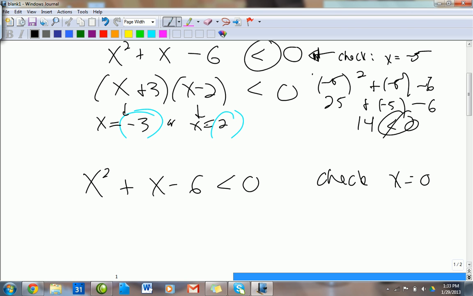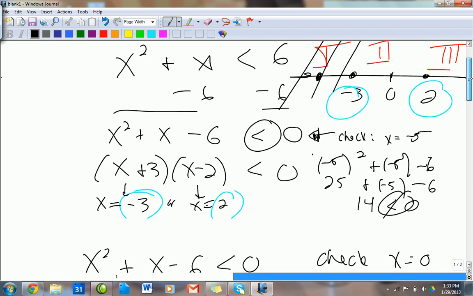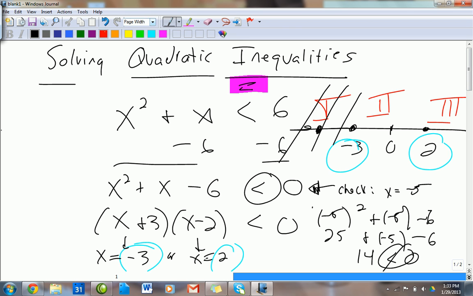So I'm going to plug 0 back in, and I'm going to ask myself, is that less than 0? And of course it is, because -6 is less than 0. Check. So 0 works. Now what that means is that every other point in that region will work. So I know that any number between -3 and 2 will work. Now note that because I'm talking strictly less than, I'm going to use open circles at -3 and 2.